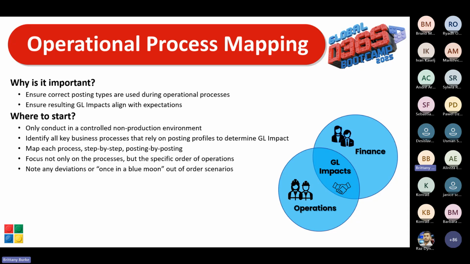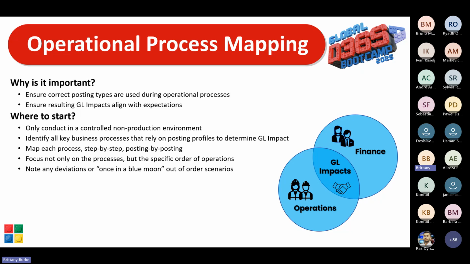Three, map each process step by step, posting by posting. Focus not only on the process, but the specific order of operations. This is super important because sometimes you will have teams that do things out of order, and it can impact how things are posting if you set them up a certain way and expect it to clear after a specific step in one main account. If they do it out of order, it may not clear.